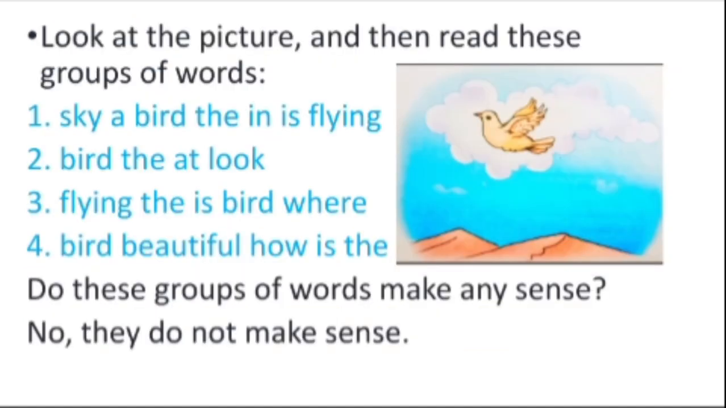Students, look at the picture and then read these groups of words. First, sky, a bird, the, in is flying. Second, bird, the, at, look. Third, flying, the, is, bird, where. Fourth, bird, beautiful, how, is, the. Students, do this group of words make any sense? No, they do not make sense.